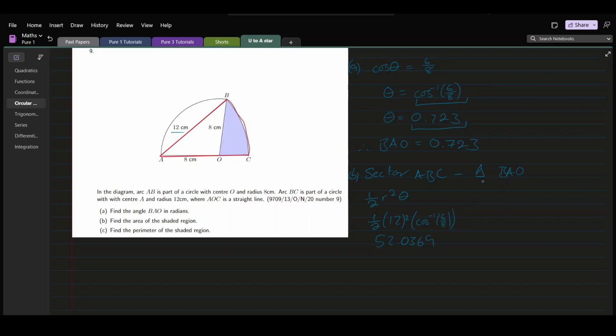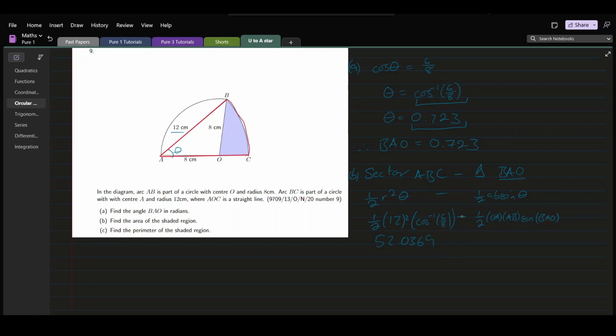And then we need to get the area of our triangle BAO. And to do that, we're going to use the formula half AB sine theta. And we're subtracting here half AB sine theta. So that would be half times our length of OA times AB sine BAO. Sine BAO, which we say is arc cos of, in fact, let's just write it as BAO for now.